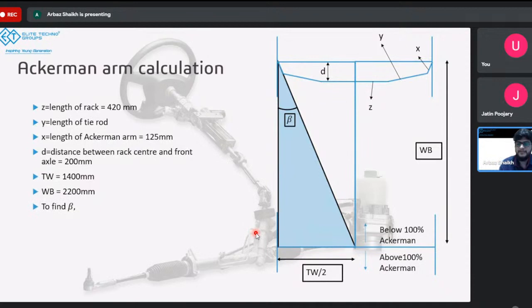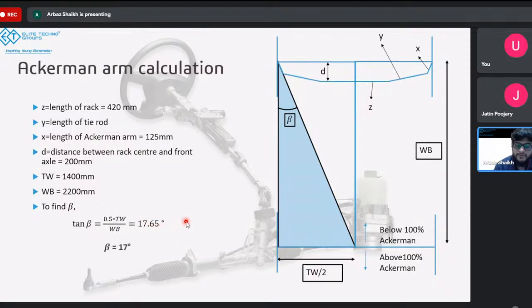Now, to find beta, we can use this blue triangle, right? We know the base of that triangle is TW by 2. We know the height of that triangle is WB. And using trigonometry again, tan beta will be equal to half of TW, which is 700, because TW was 1400, by WB, which is 2200. We can figure out the angle beta to be 17.65 degrees.